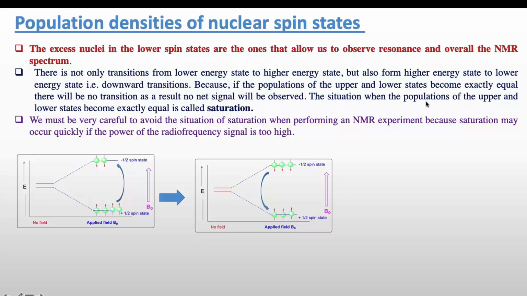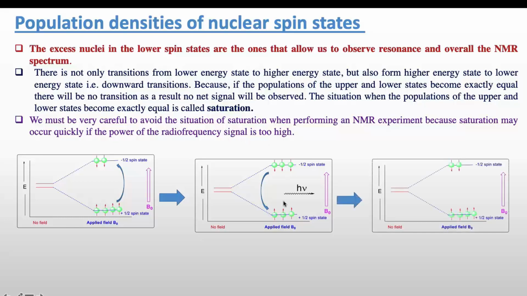This situation, when the population of the upper and lower states becomes exactly equal, is called saturation. We must be very careful to avoid saturation when performing an NMR experiment, because saturation may occur quickly if the power of the radio frequency signal is too high. So we have to avoid it, because nuclei should get time to come back from the situation of saturation, like in this way.